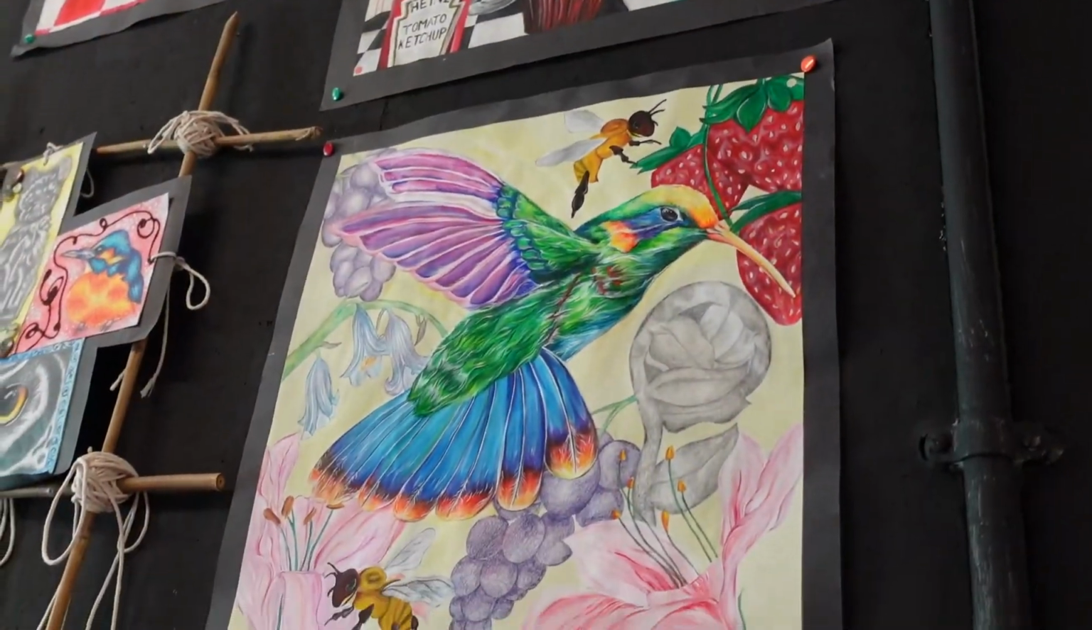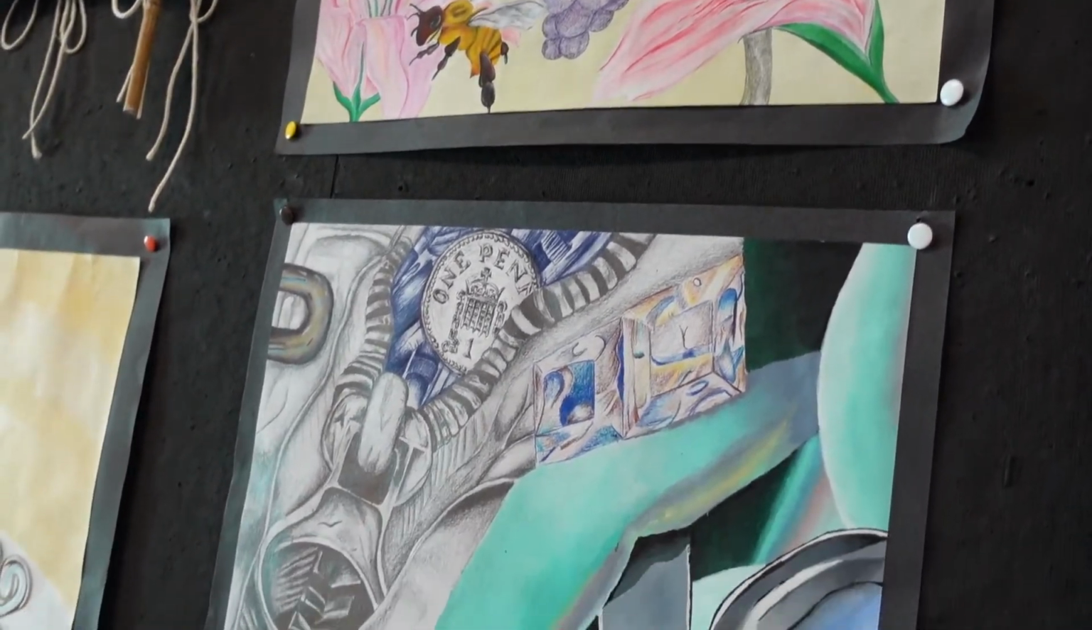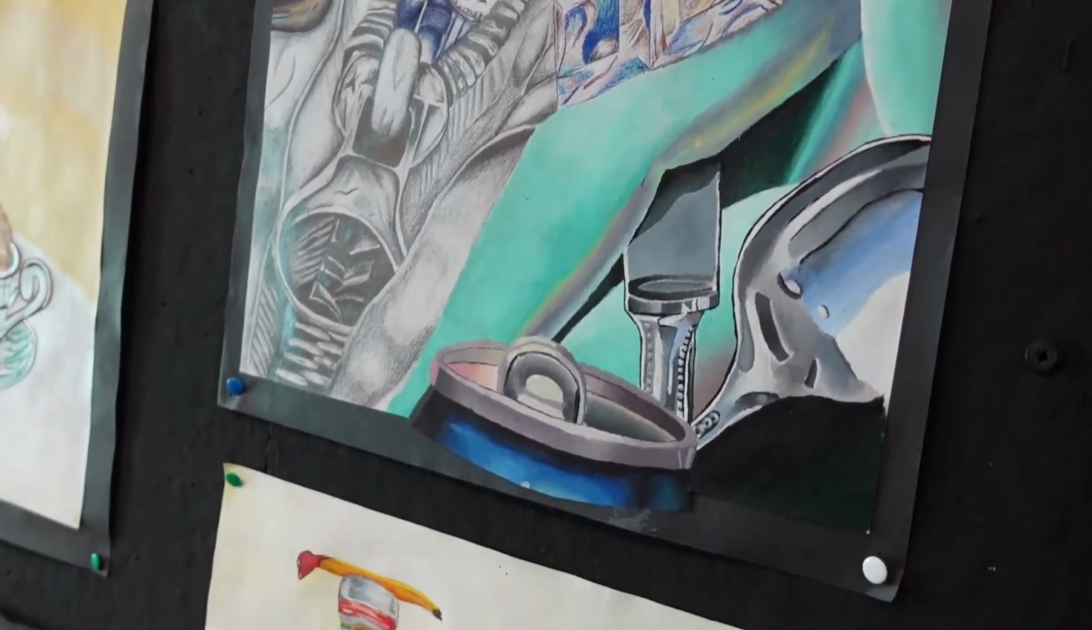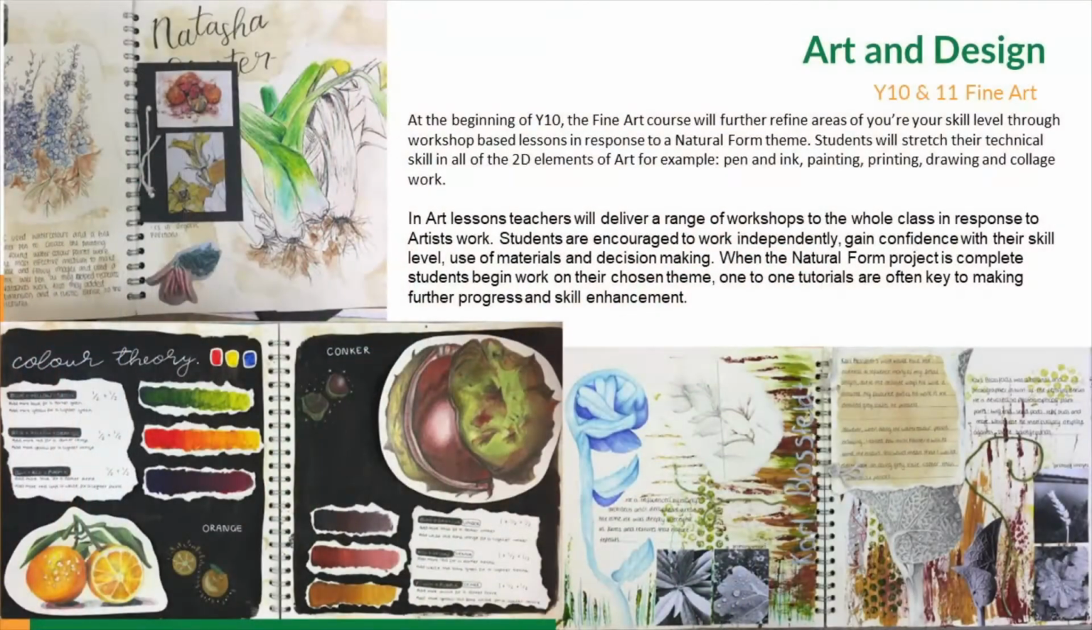Halfway through Year 10, the fine art students begin to work on their chosen theme. They're given a range of starting points to consider, and then, as the project begins to develop, students experience one-to-one tutorials with their teachers, which are essential to making further progress, independence and skill enhancement.